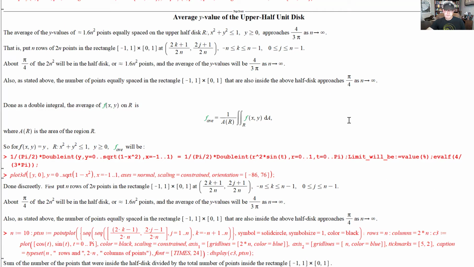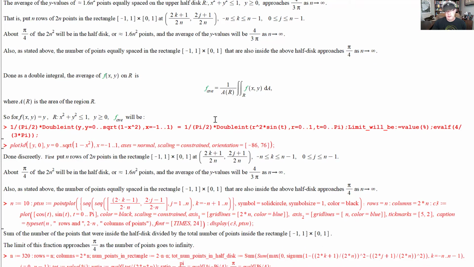Now, instead of just that boundary, the curve, the half circle, I'm going to look at the half disk. And so now, for the average value, it's the double integral of the function divided by the area of the region we're doing our double integral. And I want to find the average y value. So my function is just going to be y. And then on the half disk, that area is pi over 2, half a unit circle.